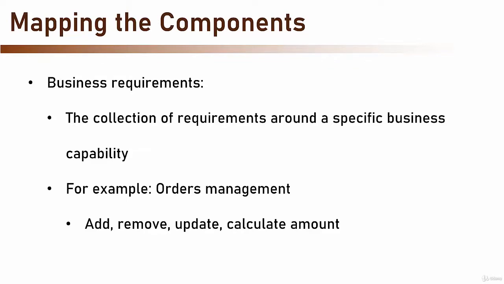So when mapping the components of the system, we usually use the business capability as a frame for the component, and the requirements are the actions the component can do. So in this example, we will have a service that handles orders and that exposes methods for adding, removing, updating, and calculating orders. So this is one factor of mapping the components.